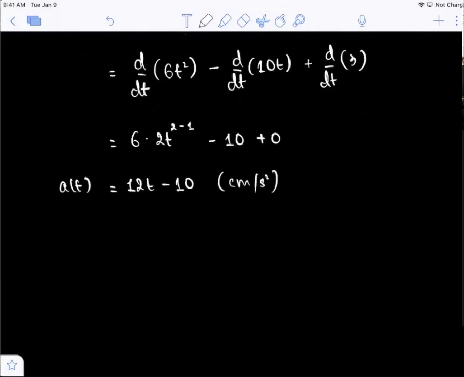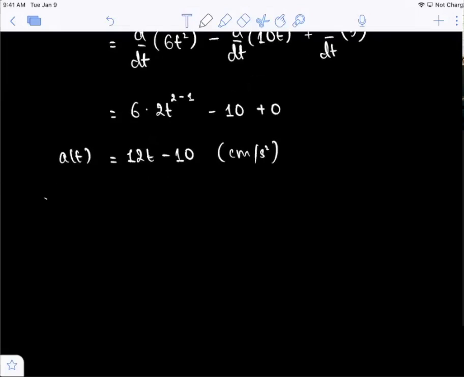So acceleration is the derivative of the velocity. In other words, it's the instantaneous rate of change of the velocity. So another way to look at the acceleration is the instantaneous rate of change of the velocity.